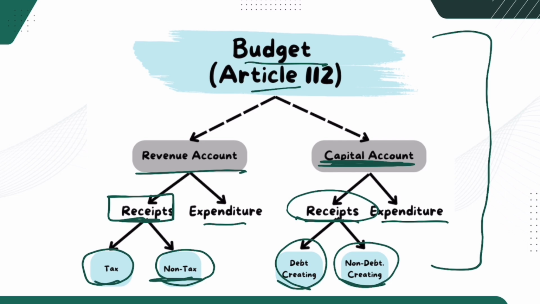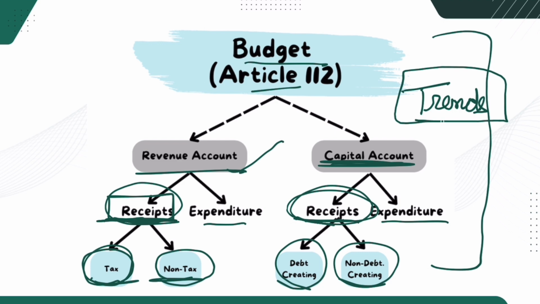Now, in today's lecture, we'll focus on this year's budget. How many revenue receipts have been collected? How many capital receipts have been collected? What are the trends in revenue account as far as receipts are concerned? Are government receipts increasing year on year or are they declining year on year? Is tax revenue increasing year on year or is it declining year on year? So in today's lecture, we'll talk about these trends and some basic facts which are important for you to know because an MCQ might be created out of those facts, and you should be able to answer those MCQs in your prelims examination.